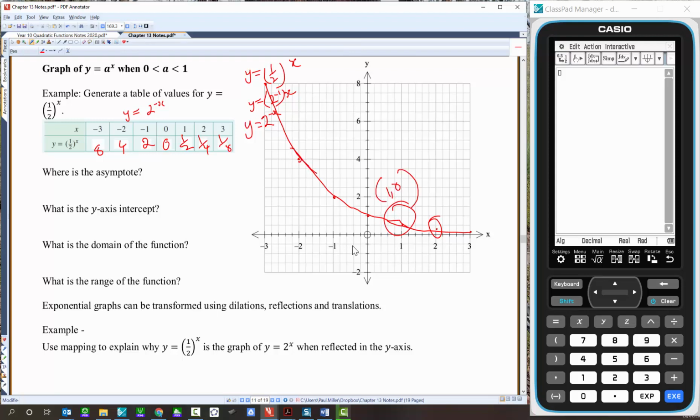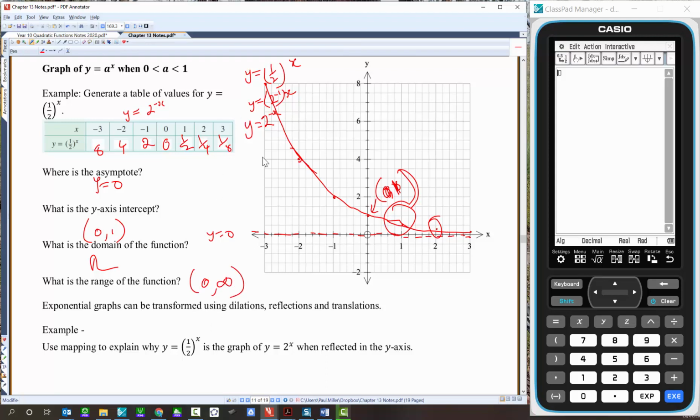Okay, 0, 1. When x is 0, y is 1 for that y-intercept. Now we need an asymptote, so it needs to be on the line. So I would use a ruler for that and put it directly on the line, y equals 0. Axis-intercept occurs when x is 0, y is 1. Domain is all reals. Range is 0 to infinity, just like last time.